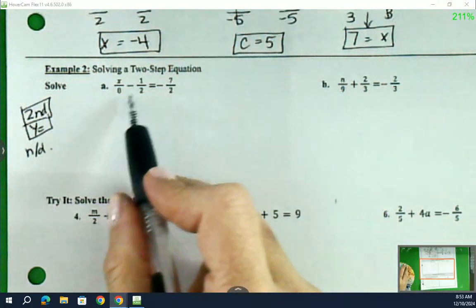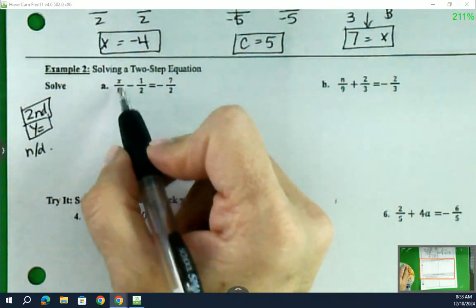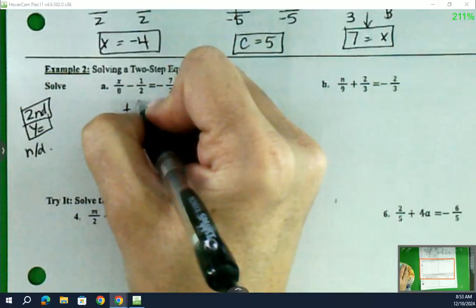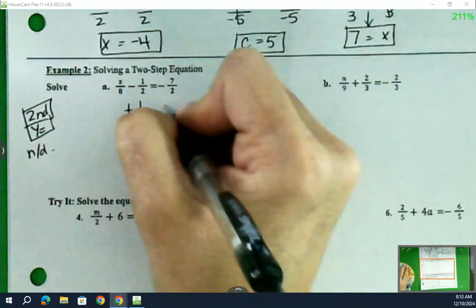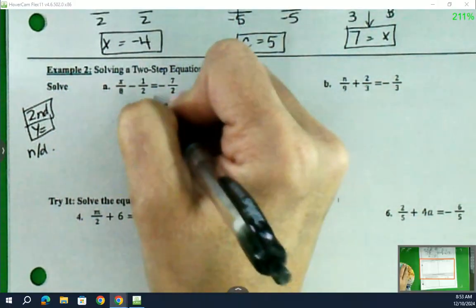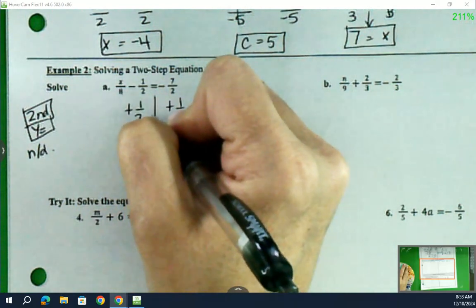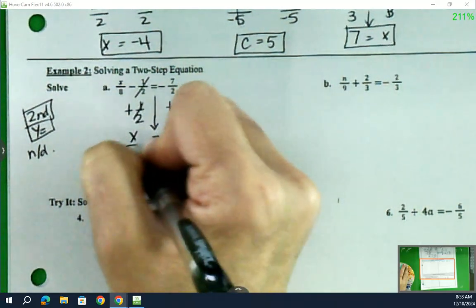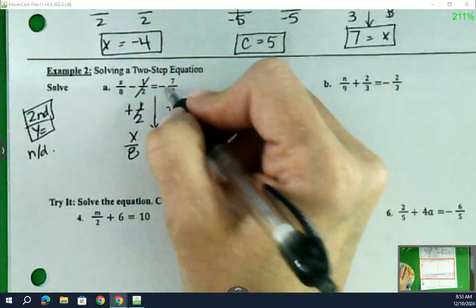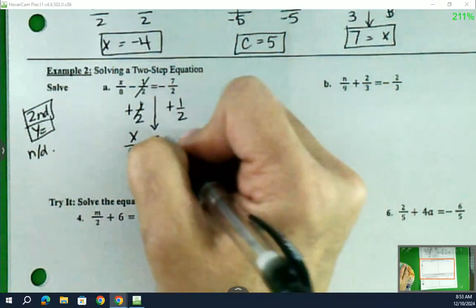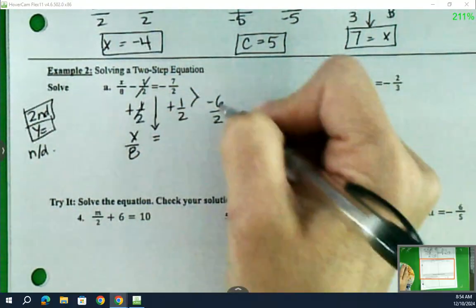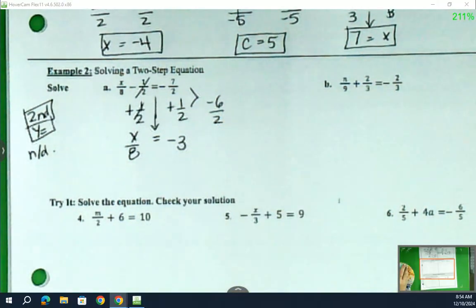So our first step here is we have x divided by 8 and then subtracting 1/2. So to undo a subtraction of 1/2, we would have to add 1/2, or negative 1/2 plus 1/2 is 0. Okay, so we got our 0 pair there. Now we have x divided by 8 equals negative 7/2 minus 1/2 is negative 6/2, which if you simplify that, it works out to be negative 3.